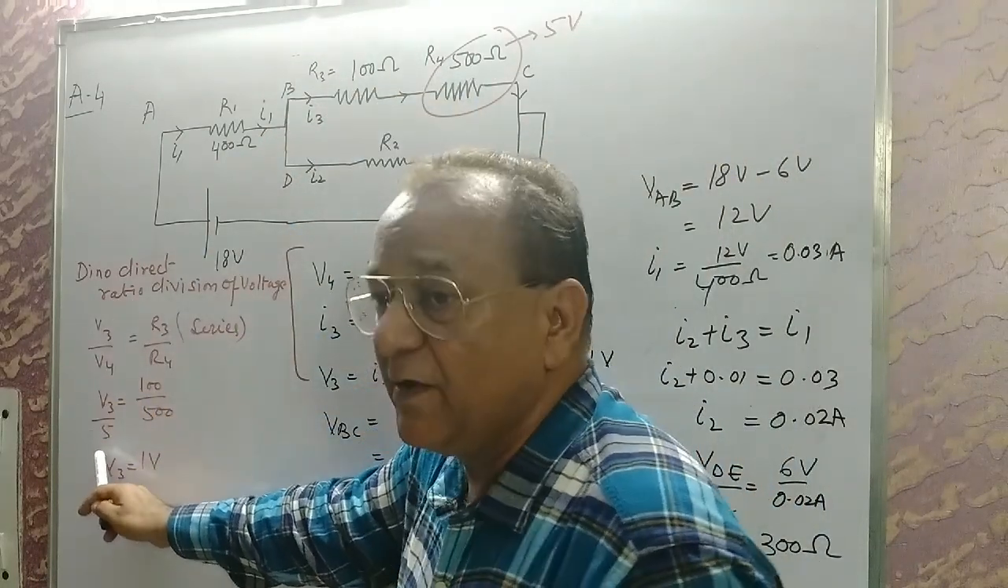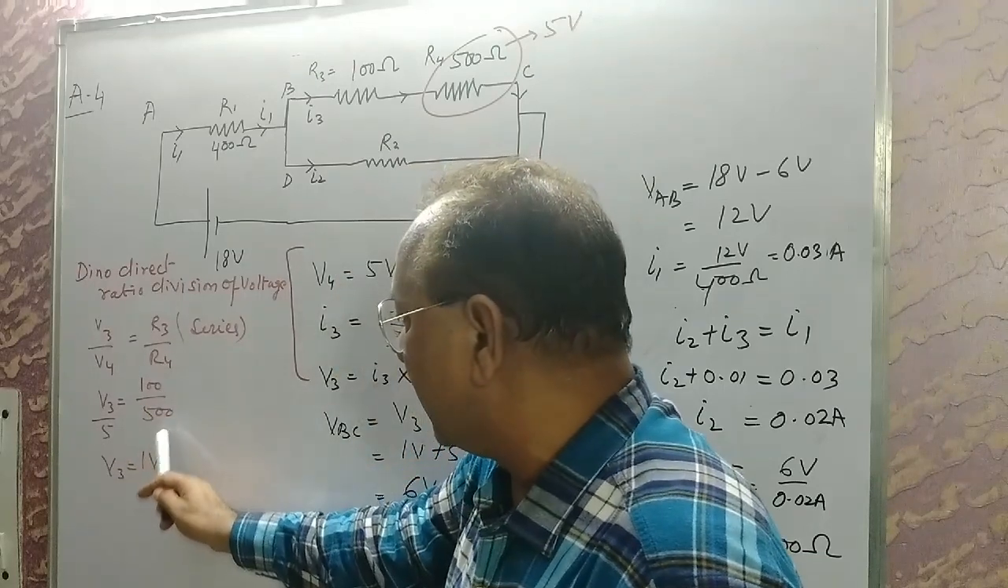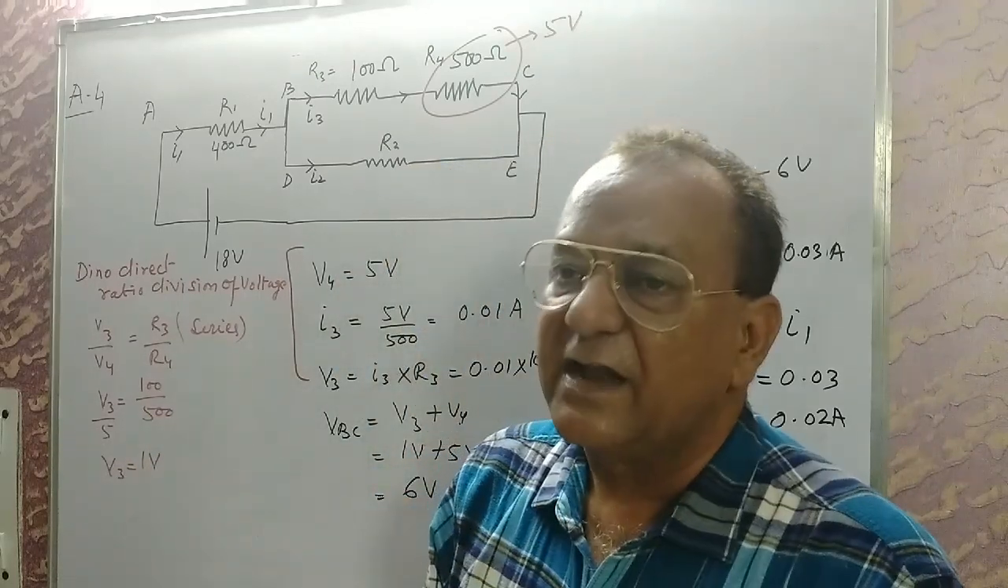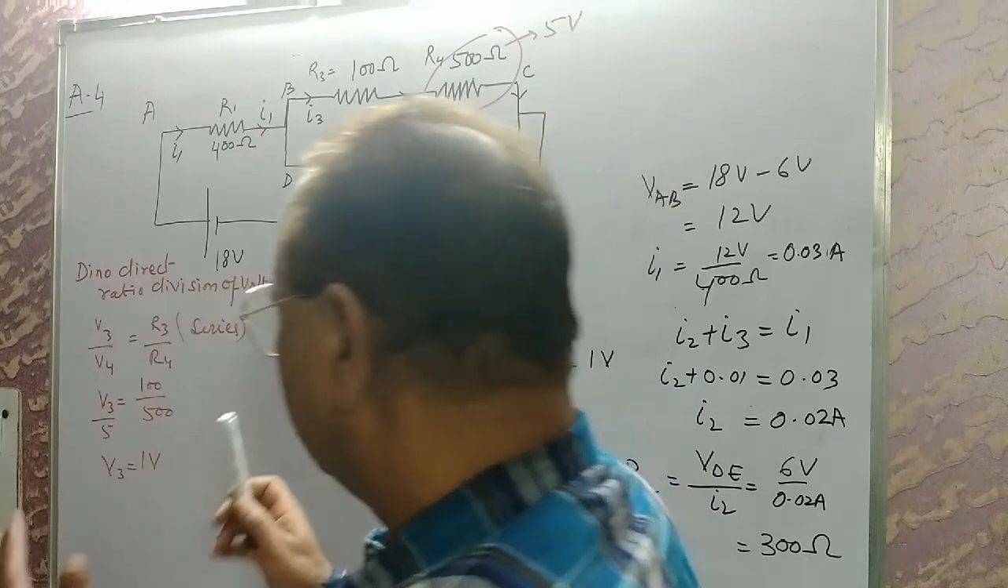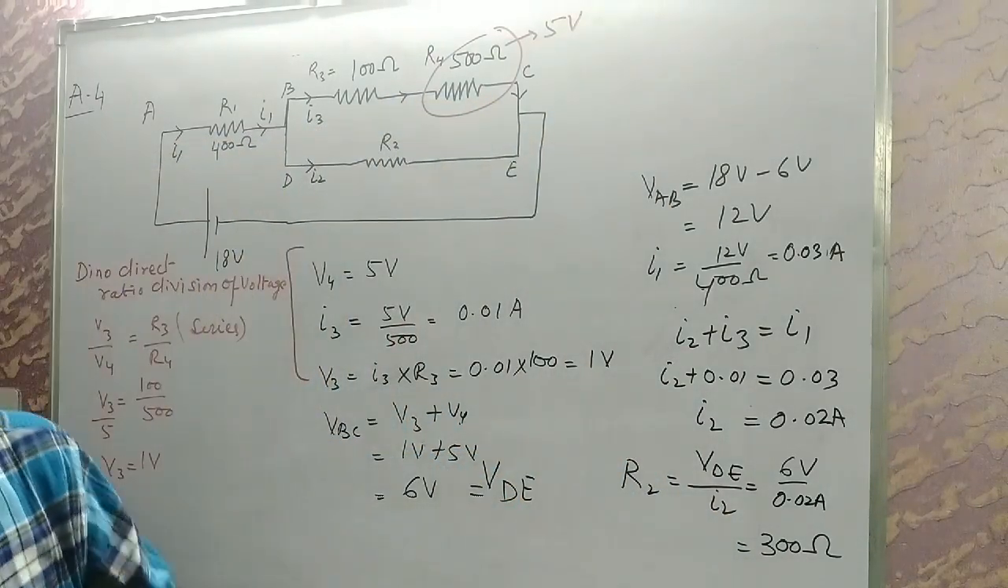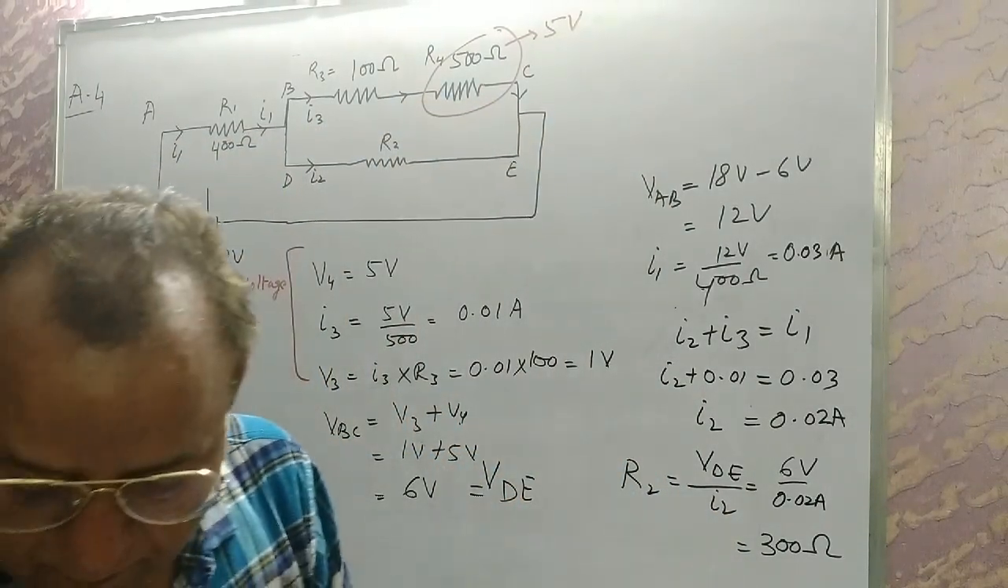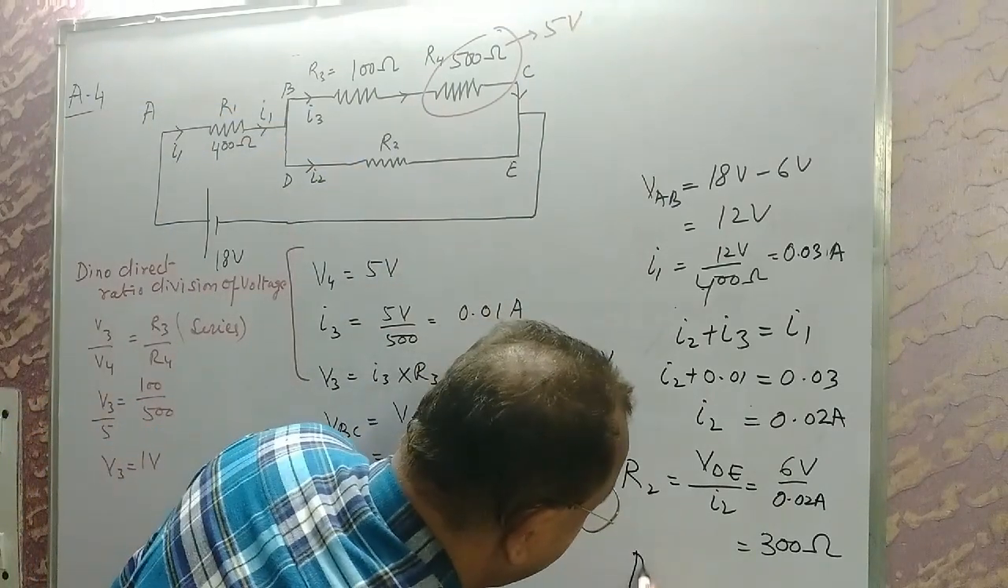This is given to you, 5 volt. This is 100 by 500. V3 you can find out directly, 1 volt. This saves time. This way you can find out. And the answer to this question is A, 300 ohm.